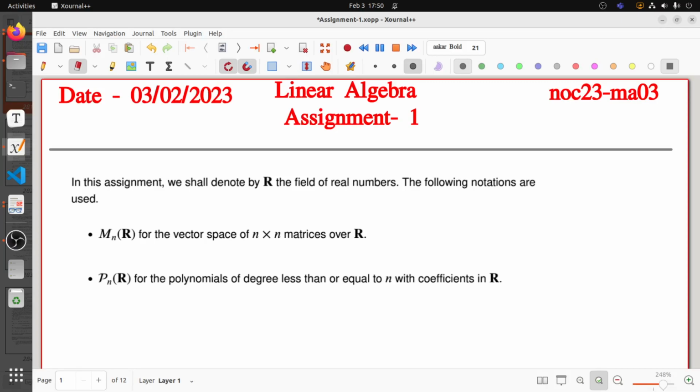What is this? This we have to check, means for a in R and u and v in V, which is R plus, we have to check whether a dot (u plus v) is a dot u plus a dot v or not. This we have to check, right? So let's check. First write down the definition.